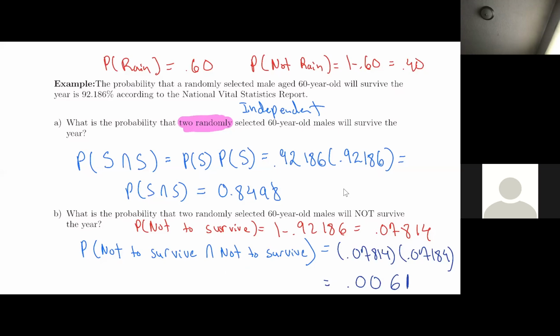So if you look at it, it's not very likely for both of them not to survive. It's more likely both of them survive versus them not surviving. All right, and that's it for part B. Any question for part B?